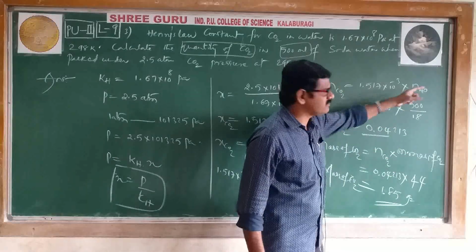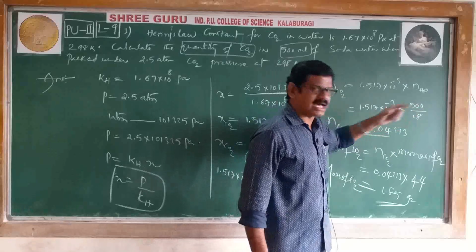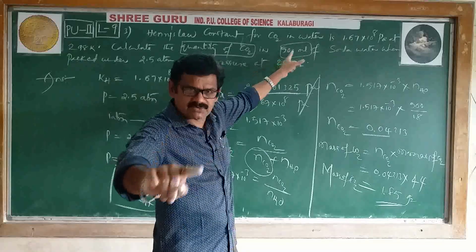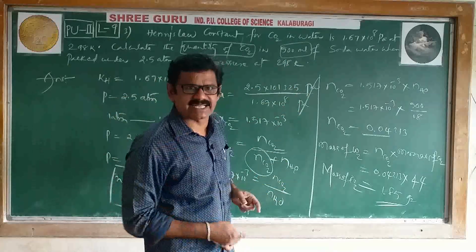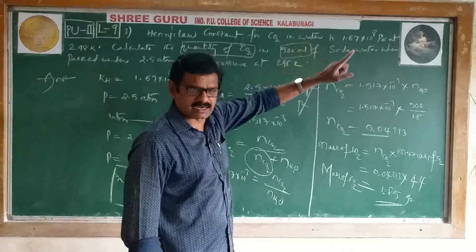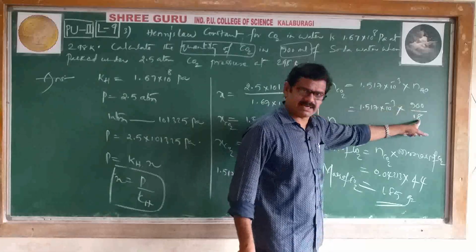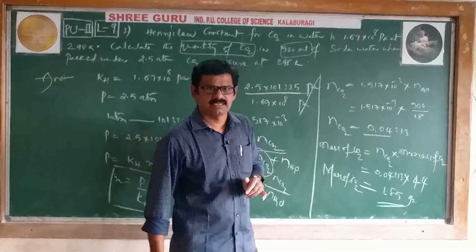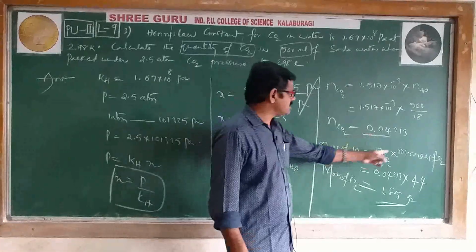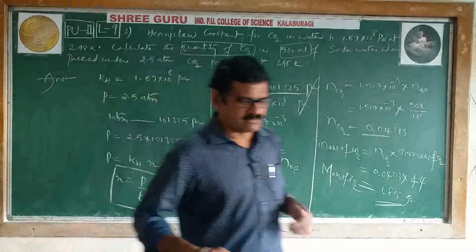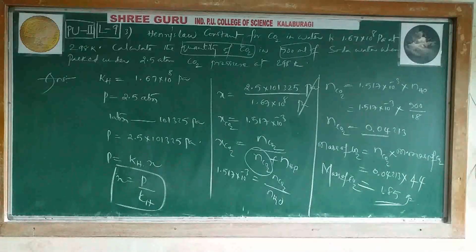Now I need the moles of water. Mass by molar mass. Of course, mass is not given, but volume is given. Whatever the volume given, if you multiply with the density, you will get mass. Let's say 500 into 1, 500 grams divided by molar mass. Moles are obtained, but I need mass, nothing but quantity. Moles into molar mass, you will get mass. Okay, next we'll see one more question.